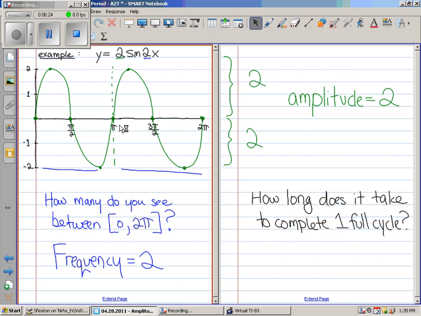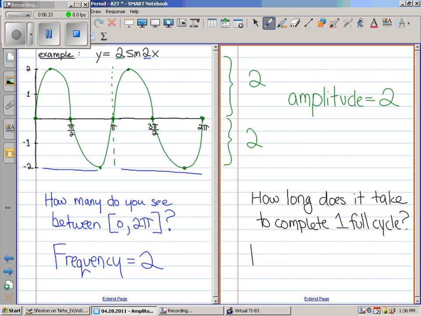Pi. But it could get annoying, you agree, trying to look at graphs and figure that out. So when I ask you, how long does it take for one cycle to complete? What I'm asking you about is something called the period. The formula for the period is simply 2 pi divided by b, or 2 pi divided by the frequency. It's the same idea. That's 2 pi divided by 2, which is just pi.